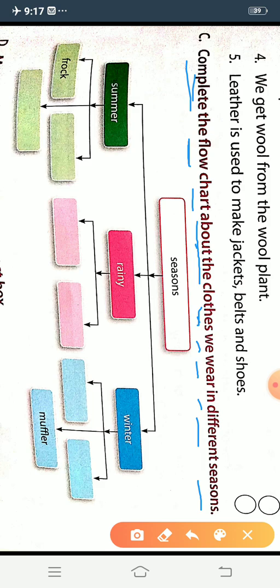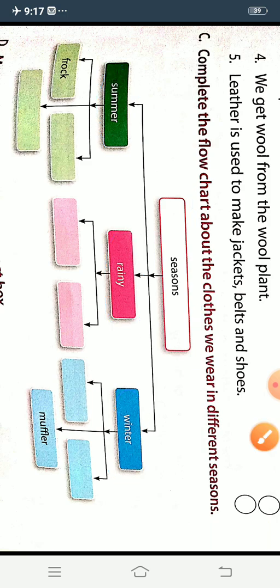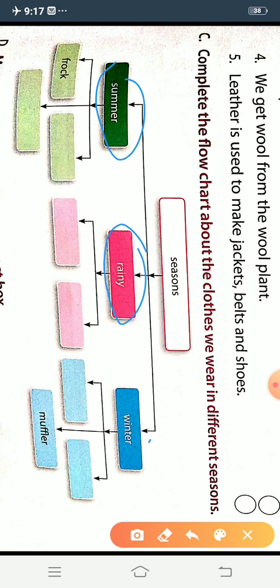There are 3 seasons. How many seasons are there? 3. Summer, rainy season, winter. Okay, there are 3 seasons: summer season, rainy season and winter. So here what you have to do, which clothes we are wearing in summer season, which type of clothes, that you have to write here in the box.